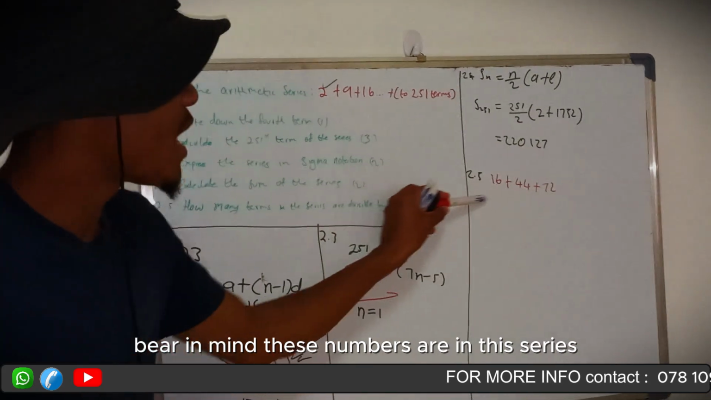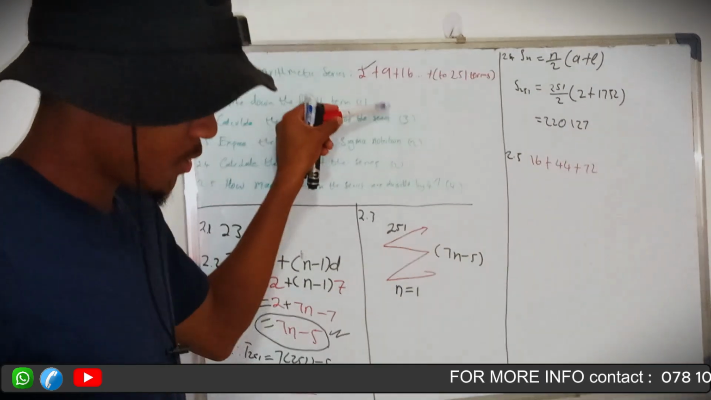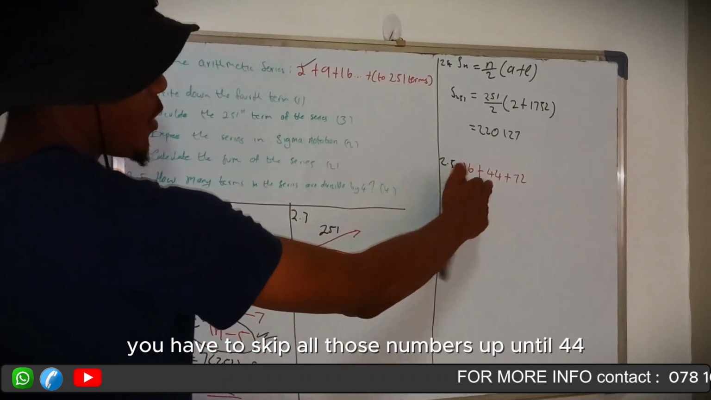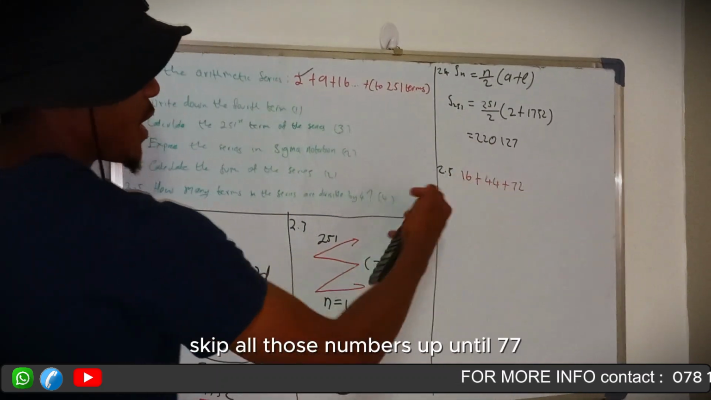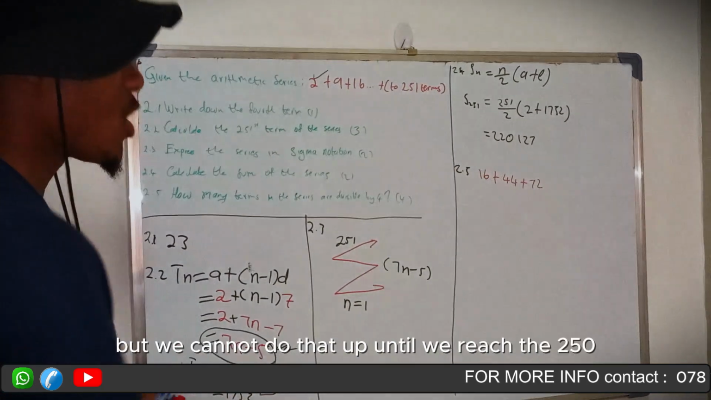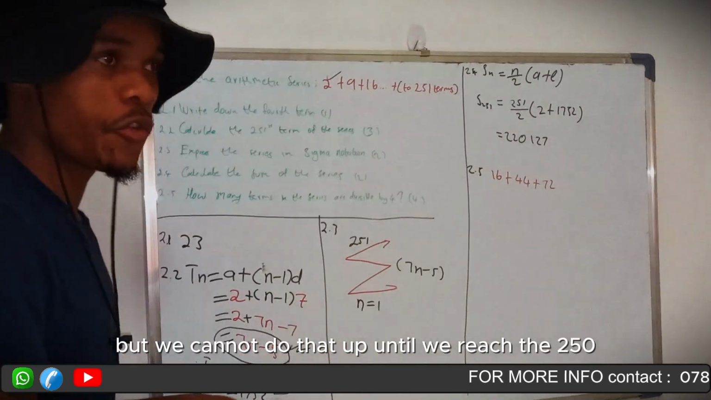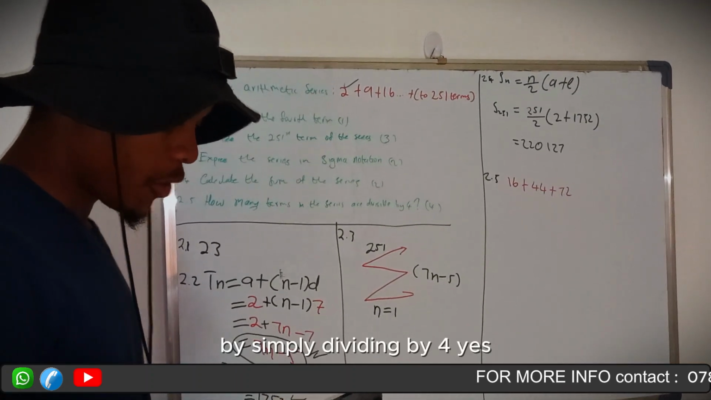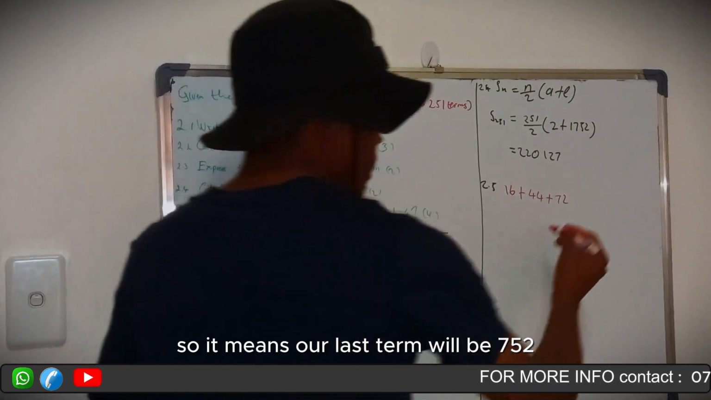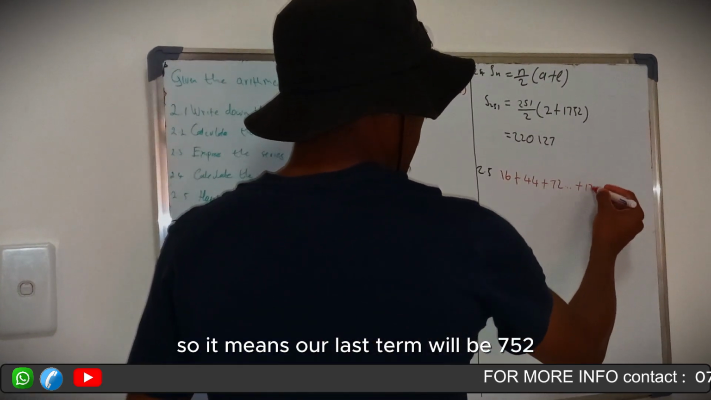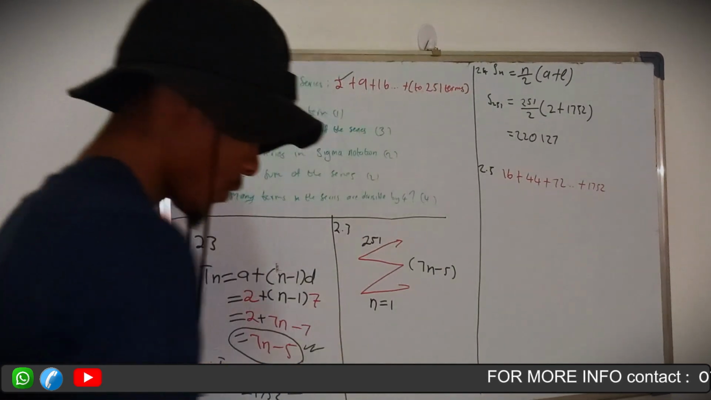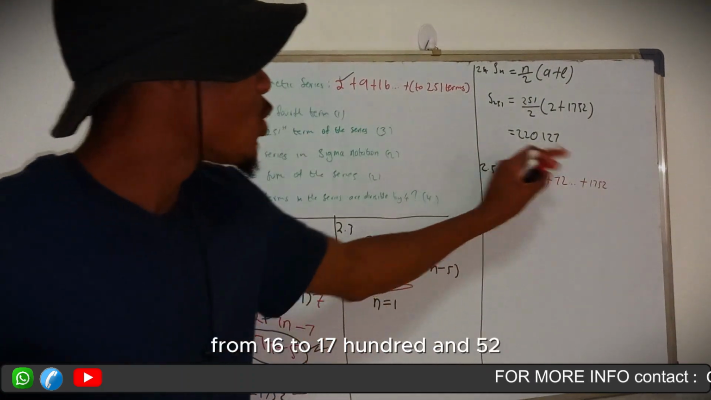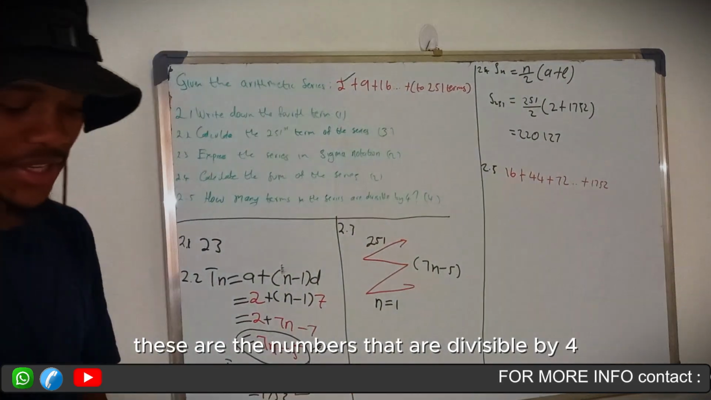Bear in mind, these numbers are in this series. So from 16, you have to skip all those numbers up until 44. Skip all those numbers up until 72. These numbers are divisible by 4. But we cannot do that up until we reach the 251st term. So we can check if our last term is divisible by 4 by simply dividing by 4. Yes, it is divisible by 4. So it means our last term will be 1752. So now we want to know how many numbers are there from 16 to 1752. These are the numbers that are divisible by 4.